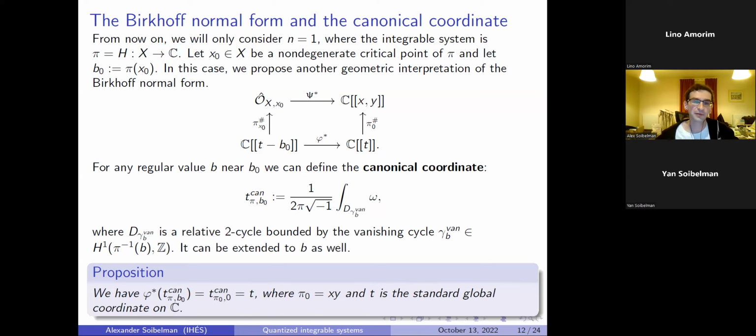So you end up with a function that's going to be on a punctured neighborhood of b naught, the critical value corresponding to the non-degenerate critical point x naught. And in fact, you can extend the function to be defined at the critical value as well. So this should say extend to b naught, not b.